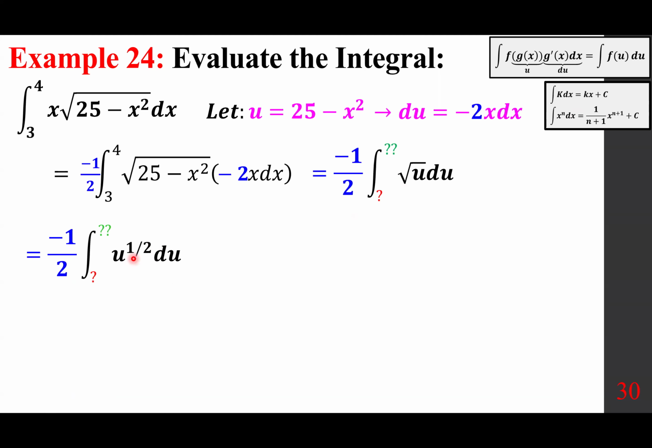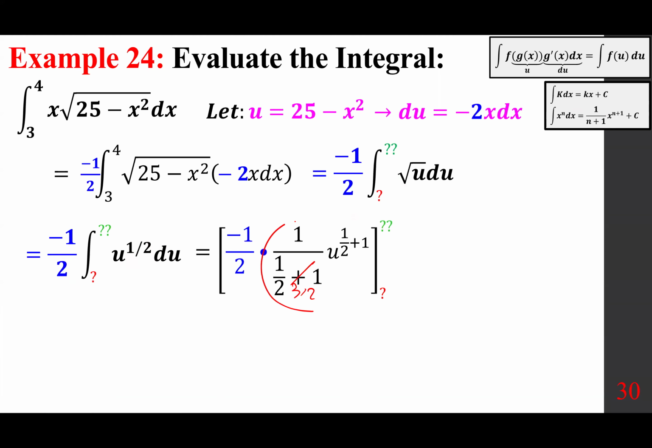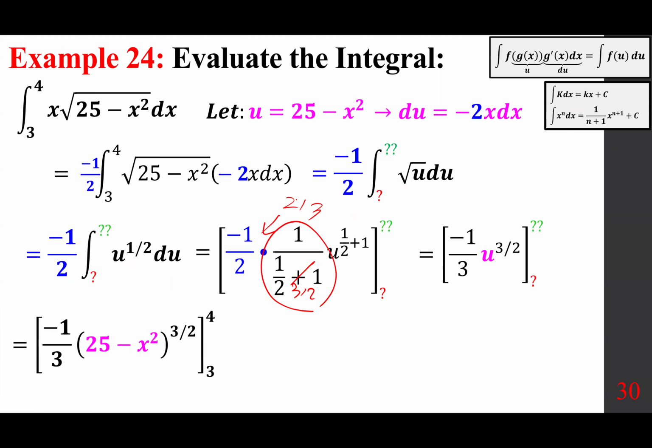So this part is 1 over 1/2 plus 1, u to the power 1/2 plus 1. And this is 3/2. The reciprocal is 2/3. The product is negative 1/3. You could go back to the original function, original limits. And I highly recommend you don't.